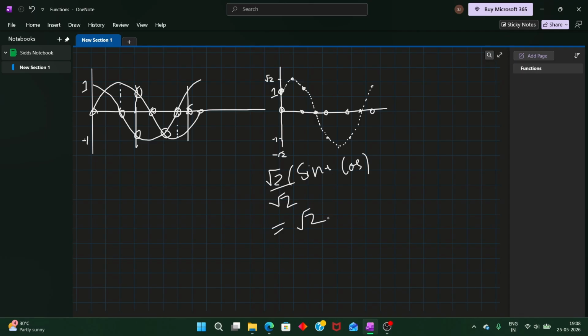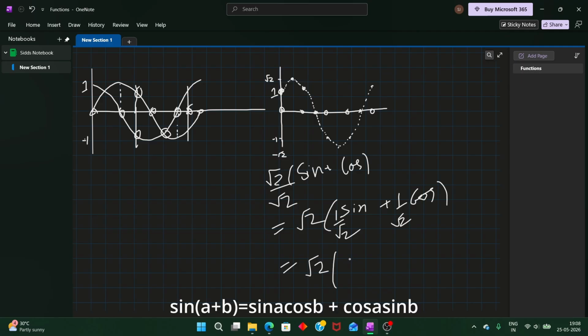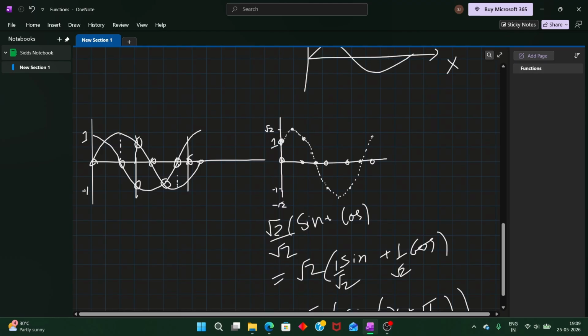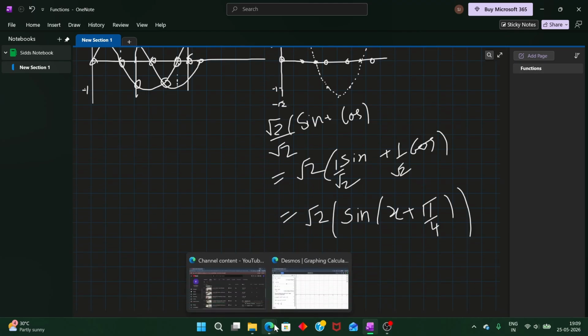So what I have is something like sin x into 1 by root 2 plus cos x into 1 by root 2. And we can write this 1 by root 2 as cos 45, and this 1 by root 2 as sin 45. And from that, we can use the trigonometric identity, which gives this as sine of x plus pi by 4. So that is how this is an alternate way of sketching the graph.